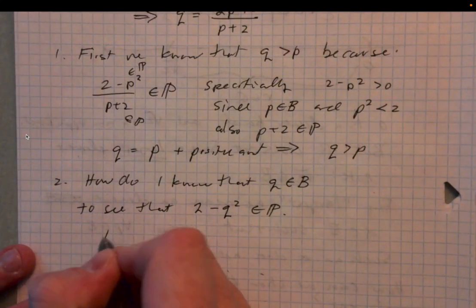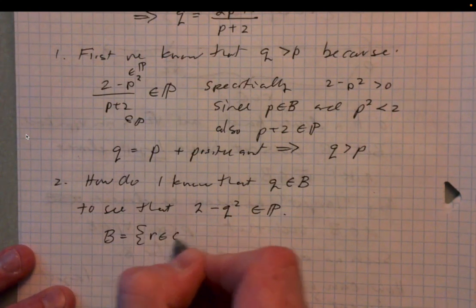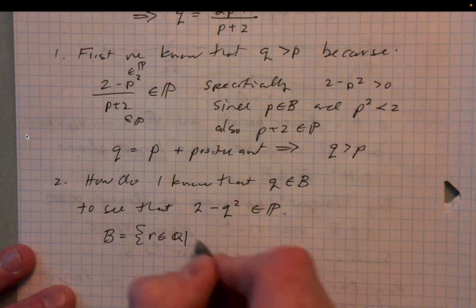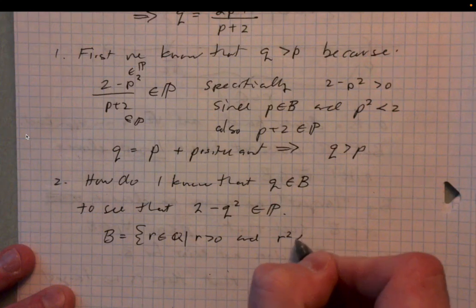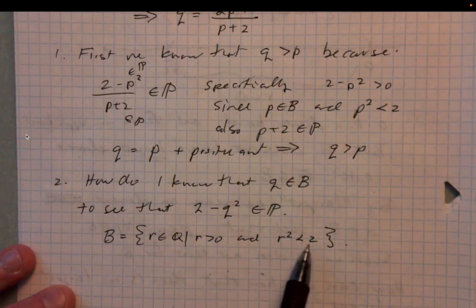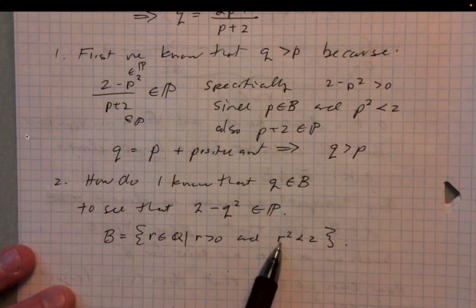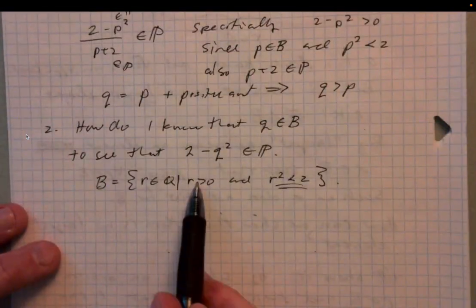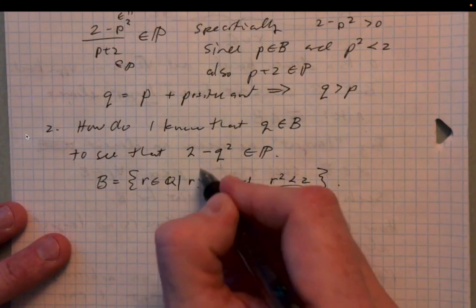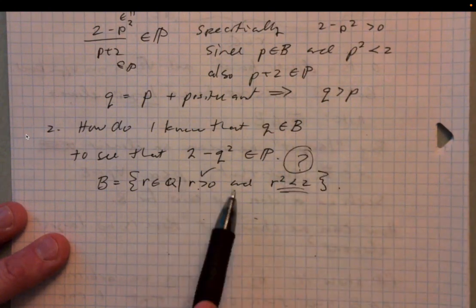Remember how we defined B? B was equal to the set of all rational numbers r such that r is greater than 0 and r squared is less than 2. So 2 minus this number needs to be a positive number in order for r squared to be less than 2, in order for it to satisfy this upper piece. It's certainly greater than 0, that's not a problem. But we need to establish this upper piece. This is the part that we have questions about.